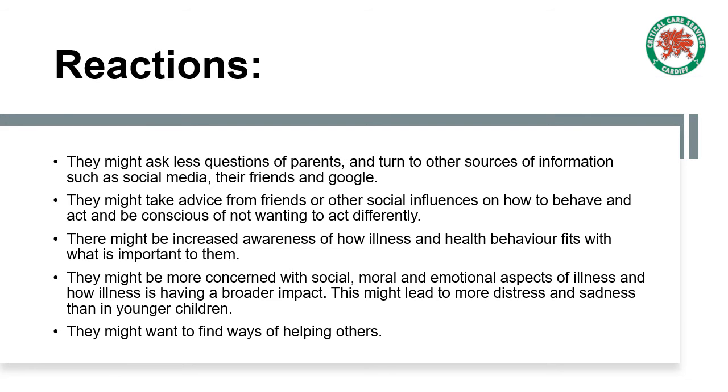In terms of what they may do, say, or how they behave, they may ask fewer questions of their families. They may turn to other sources of information, such as social media, their friends, and Google. They may take advice from friends or other social influencers on how to behave and act, and be conscious of not wanting to act differently.